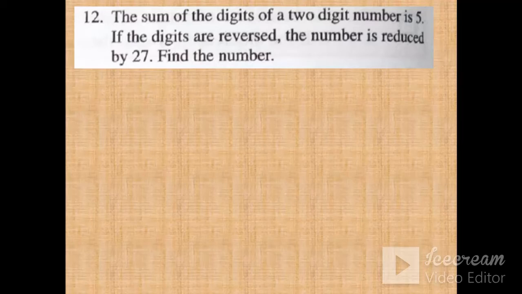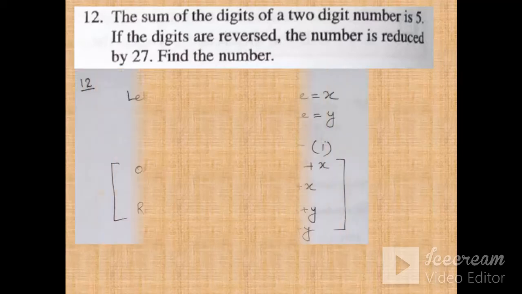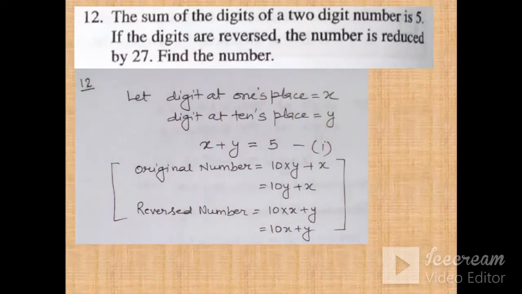Now the different types of problem related to digits, sum of the digits, original number and the reverse number. In these type of problems, the things which will remain for almost all the questions will be, we will assume the digit at 1's place as x and digit at 10's place as y. So first condition is sum of the digits, so these two are my digits, that is x plus y is 5.